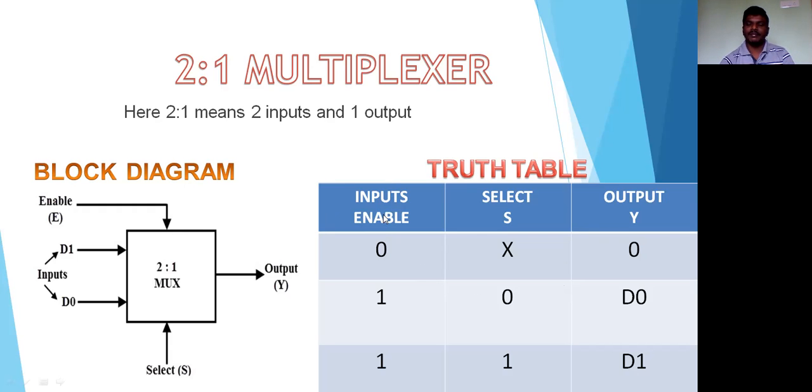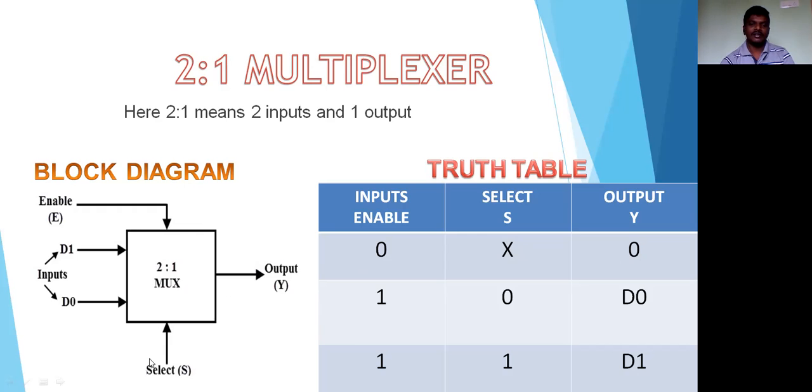So the inputs are enable and select line S, and the output is Y. Now look at the first case. Here, when the enable signal is 0, irrespective of your select input, the output is at 0, because it is an active high enabled mux. When enable is 0, this mux will not work. So that's why when enable is 0, whatever the select line is, the output will be at 0. Now let us make the enable signal 1. When enable is 1, this mux will be activated. But the output depends upon the select line.